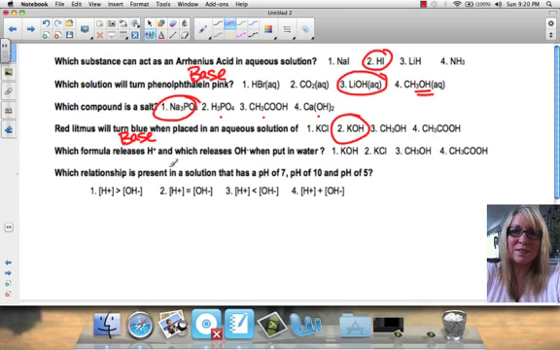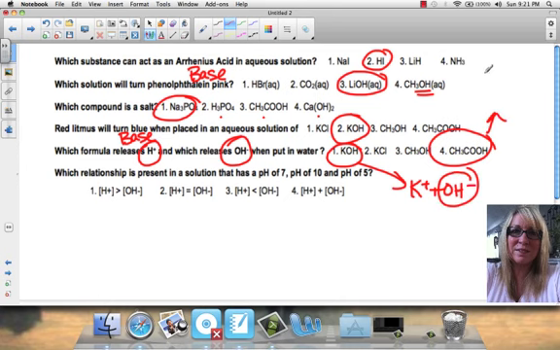Which formula releases H plus and which releases OH minus when put into water? So H plus is going to be released by an acid, OH minus is going to be released by a base. So we have two answers, KOH and the organic acid. So this will dissociate into K plus and OH minus. There's the OH minus. And this will dissociate into CH3COO minus and H plus. And there's the H plus.